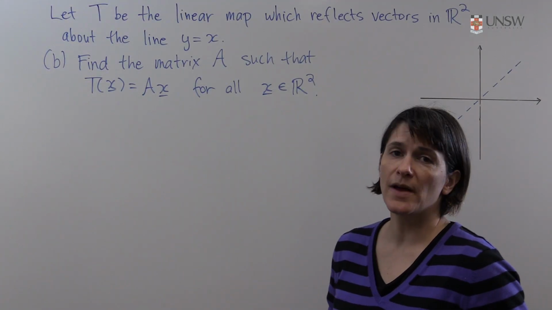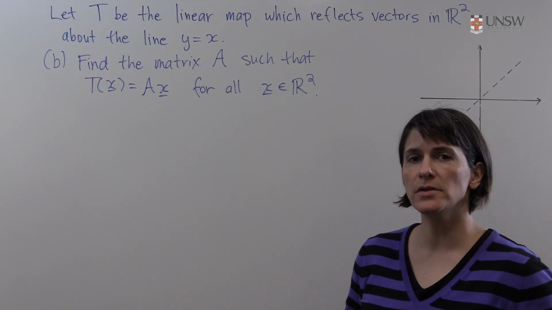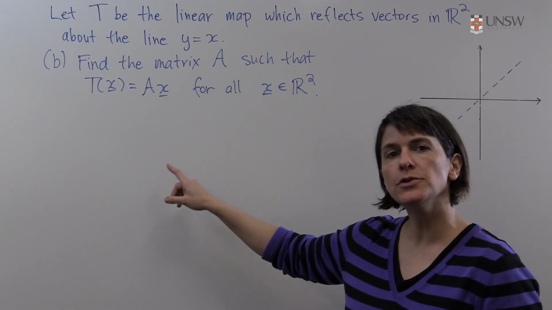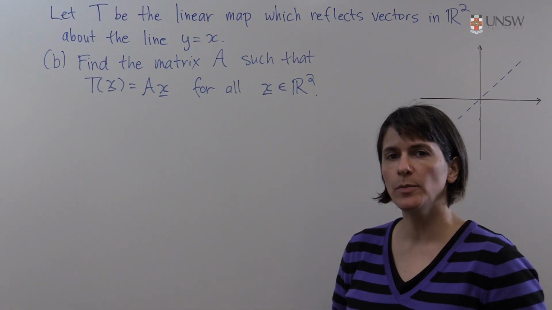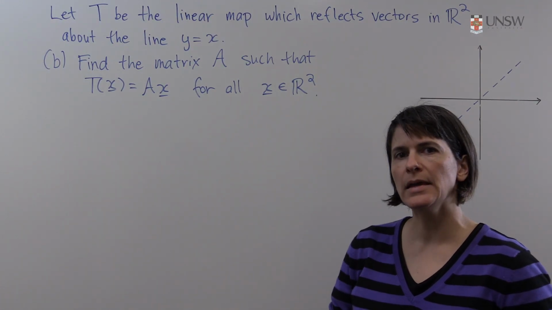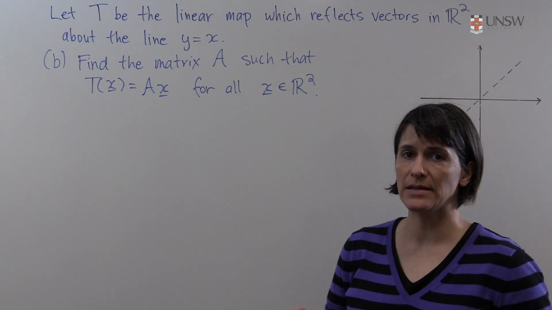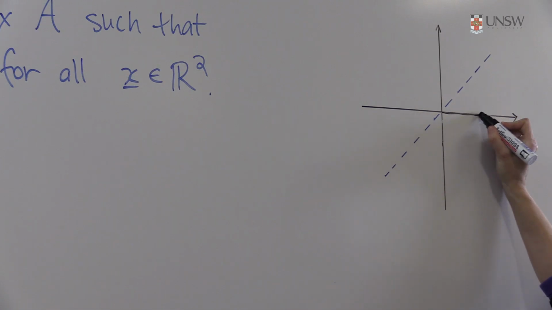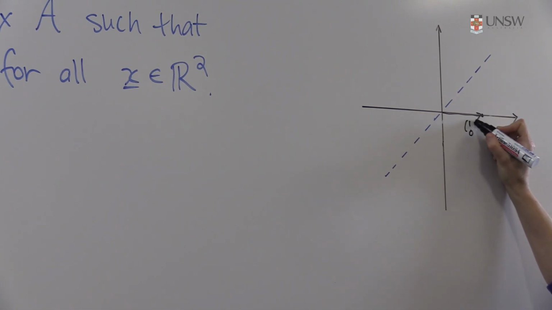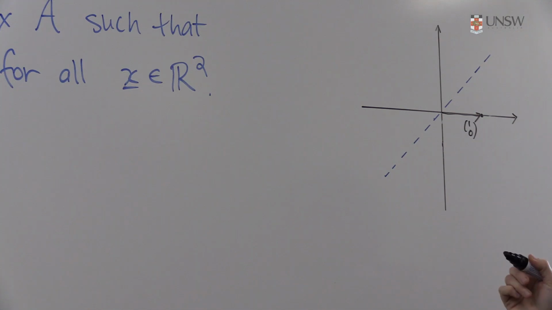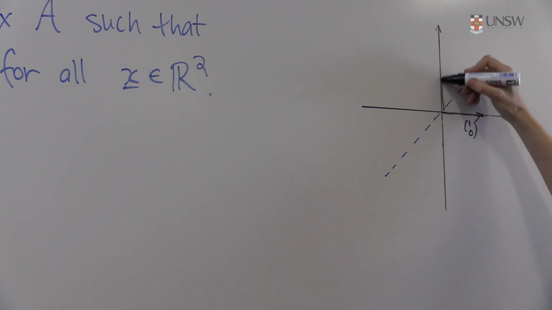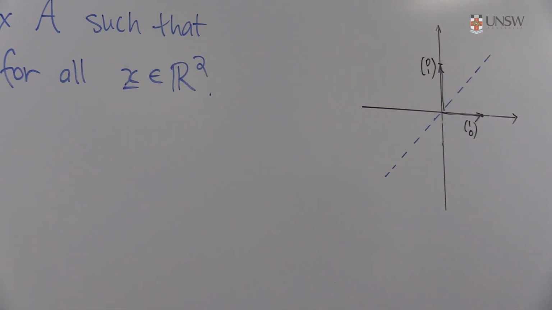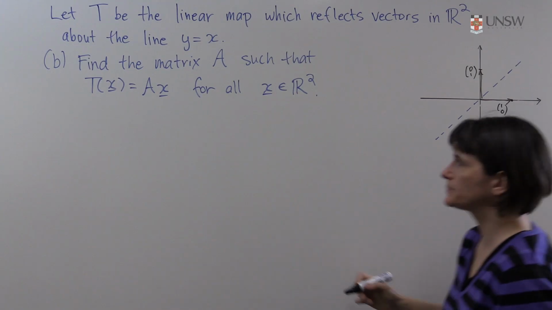While we're here, we may as well find the matrix that represents this map, and we're going to do that using the matrix representation theorem. The map T goes from R2 to R2, so the matrix A will be a 2 by 2 matrix. The first column equals T of the first standard basis vector (1, 0). What happens to this vector under T? When you reflect, it'll reflect up to the second standard basis vector (0, 1). T of (1, 0) is (0, 1).